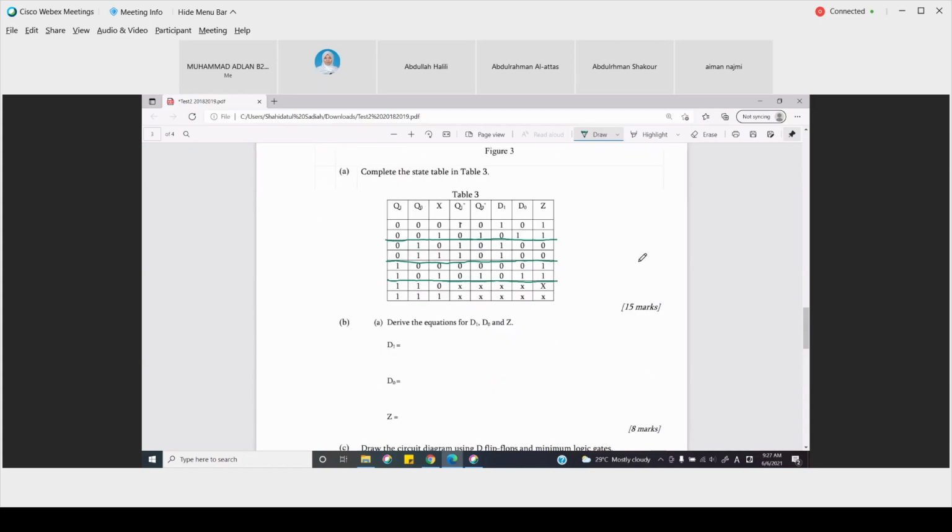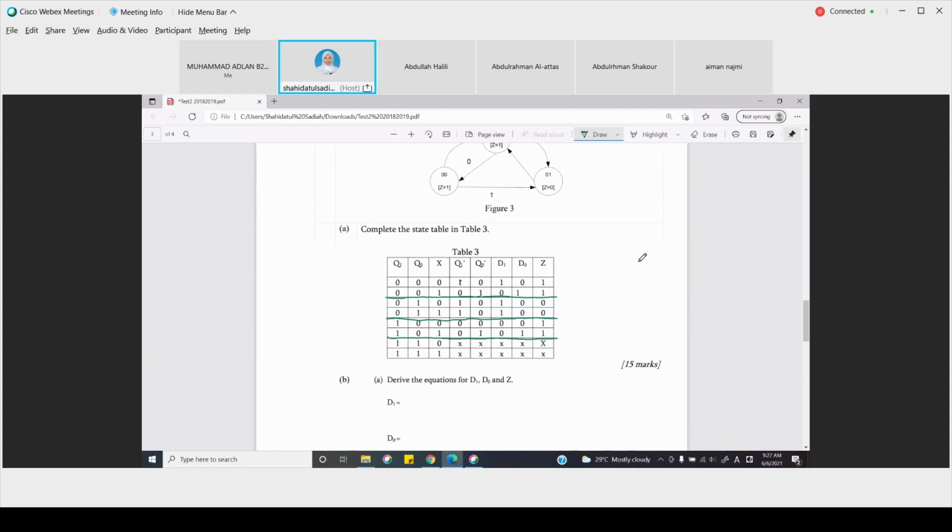Okay, so it's a D flip-flop, right? If it's a D flip-flop, Q plus is equal to D. So these 2 columns will be the same as D1 and D0, right? So let me check. 1, 0, 0, 1, 1, 0. Yeah, it's the same. So Q1 plus, Q0 plus is the same as D1 and D0.